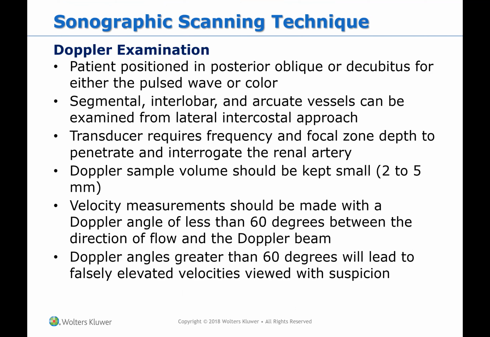So when we decide to go ahead and do Doppler examination, the patient is positioned in posterior obliques or decubitus, and then we want to look at the segmental, interlobar, and arcuate vessels. The velocity measurement should be made with a Doppler angle of less than 60, and that's for everything with vascular. If it's greater than 60, it could lead to falsely elevated velocities, which we don't want.